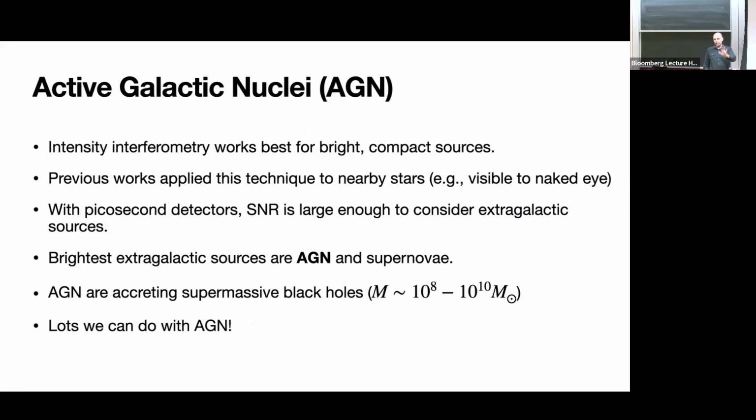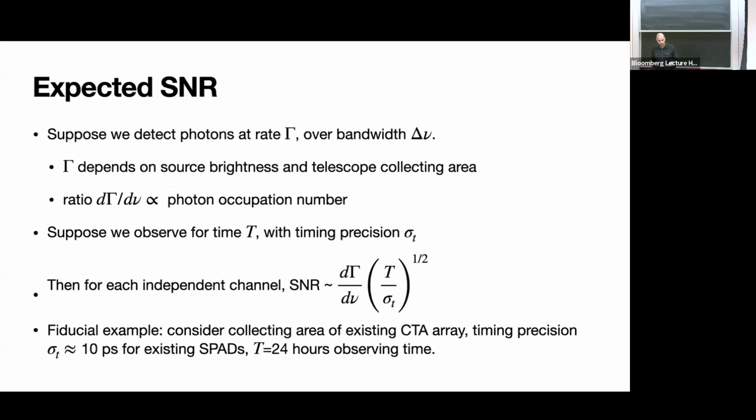I think people here know what AGN are, but in case there are any students, AGN are just supermassive black holes that are bright because they're rapidly accreting. And there's a lot you can imagine doing with this sort of ultra high resolution imaging of AGN. I'll be showing you some forecasts, and for those forecasts, we'll be making some fiducial assumptions about the observations that we have in mind.